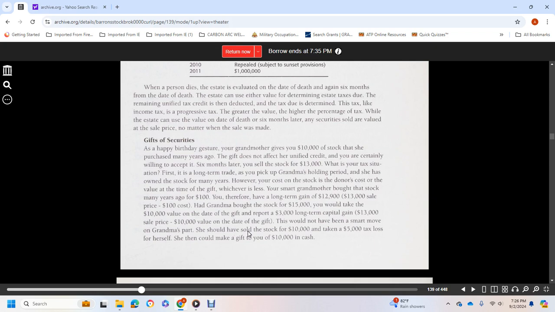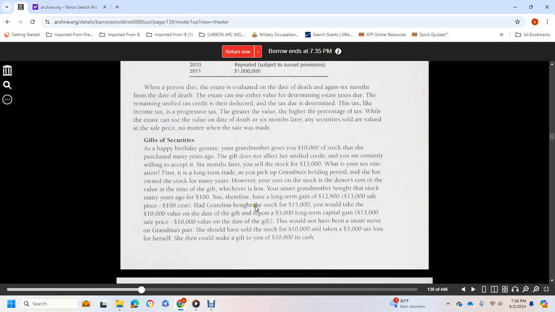What is the tax situation? First, it is a long-term trade, as you pick up grandma's holding period, since she owned the stock for many years. However, your cost basis is the donor's cost or the value at the time of the gift, whichever is less. Say grandmother bought the stock many years ago for $100. You therefore have a long-term gain of $12,900, the $13,000 sale price less the $100 cost.